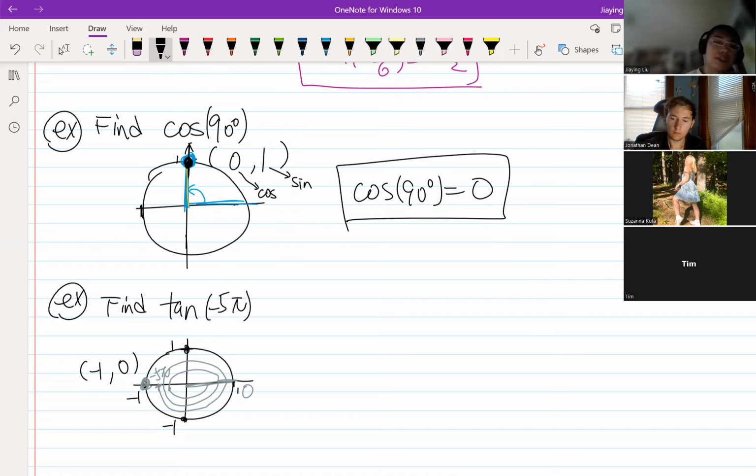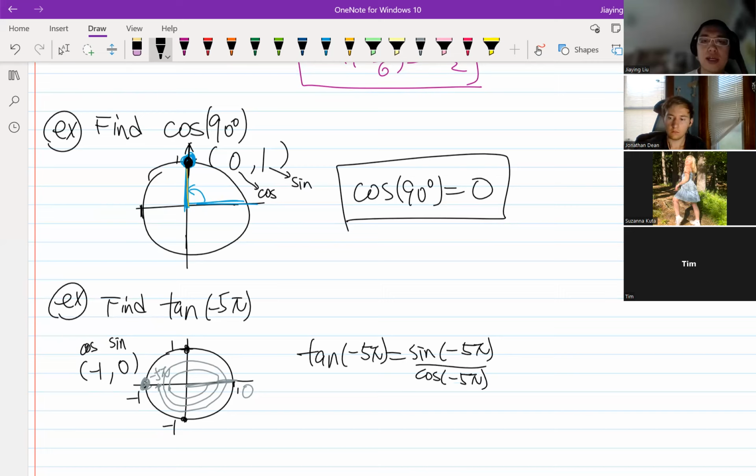Okay, so remember, the x coordinate corresponds to cosine and the y coordinate corresponds to sine. And I need to find tangent. I know sine, I know cosine. Can I find tangent? Yes. So tangent of negative 5 pi is equal to sine of negative 5 pi over cosine of negative 5 pi. Sine over cosine gives us tangent.